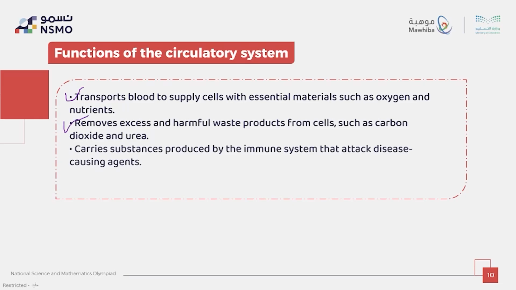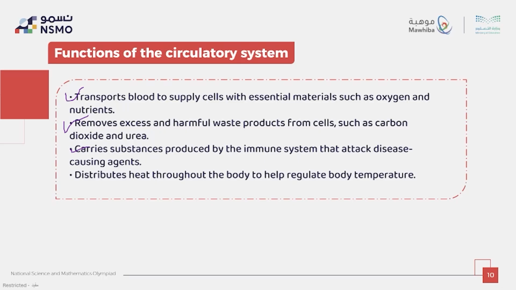Move on with the third thing. It carries immune substances. The blood transports antibodies and immune cells that attack disease-causing agents. Let's move on to number 4. It distributes heat. Blood circulation helps keep body temperature stable by spreading heat evenly. Last thing, it maintains homeostasis.